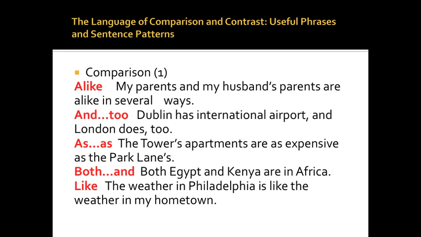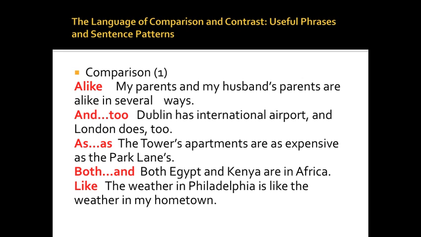When we construct the Venn diagram, we still need some language to help us express the differences and similarities. Now we're going to provide you with the language of compare and contrast. We're going to introduce some useful phrases and sentence patterns. First, for comparison, we can use alike. For example, my parents and my husband's parents are alike in several ways. That's an adjective.